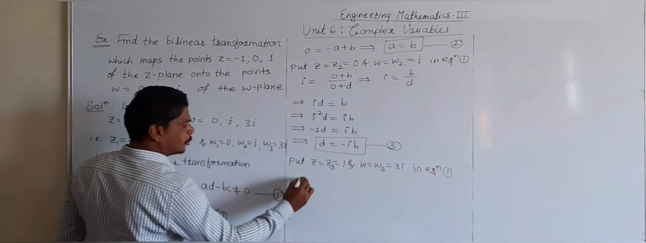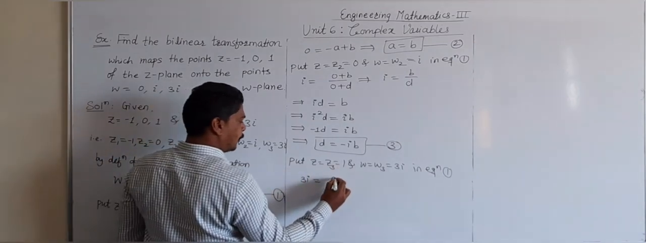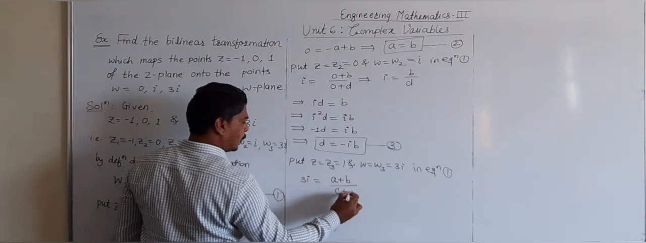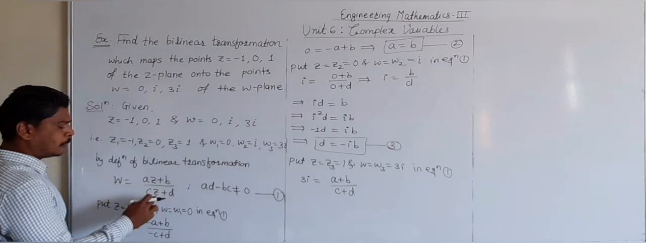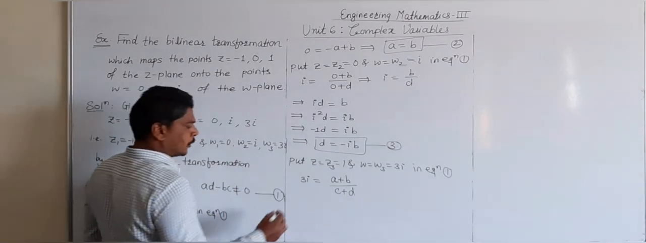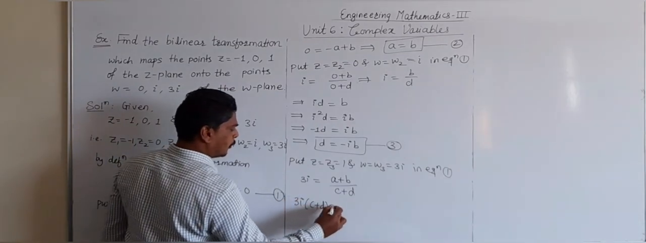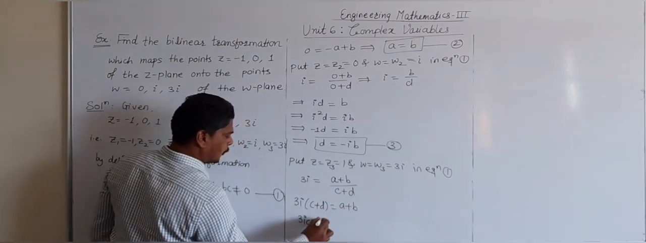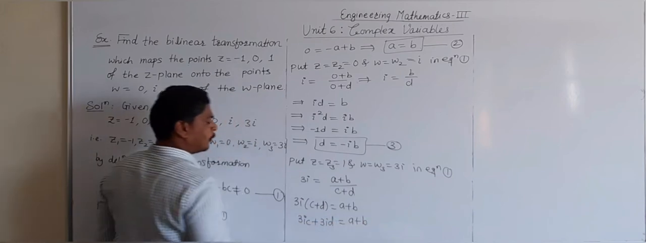So the value of W is 3i, which is equal to the value of Z being 1. So A into 1 is A, plus B, divided by C into 1 is C, plus B, by putting Z equal to 1. 1 into A is A, 1 into C is C, and this plus B as it is. Simplify this, we get 3i into bracket C plus D is equal to A plus B. So we get 3iC plus 3iD is equal to A plus B.